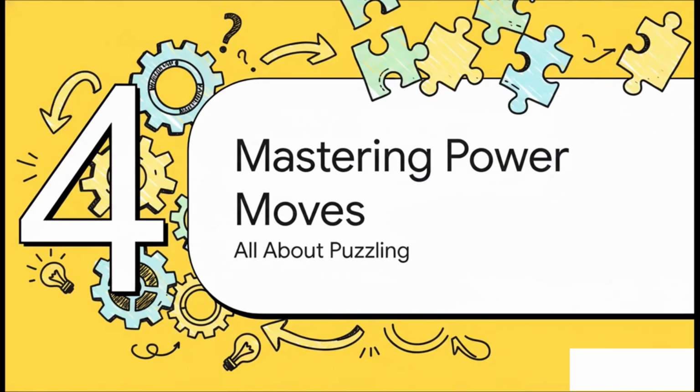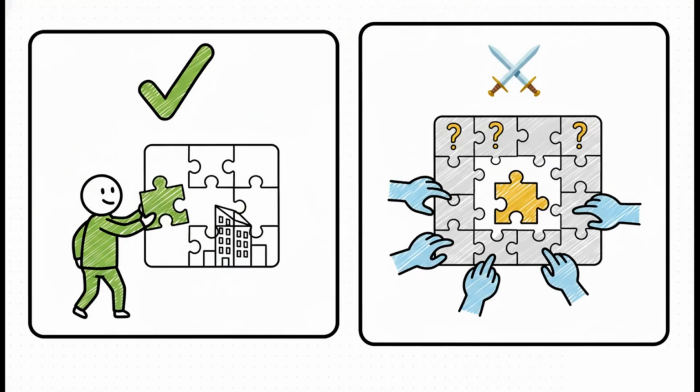So you've got the basics down, you understand the pieces. Now let's get into some of the more advanced strategy. It's time to talk about what I like to call the power moves, and the biggest one in your toolkit is puzzling. Now, there are two flavors of puzzling.